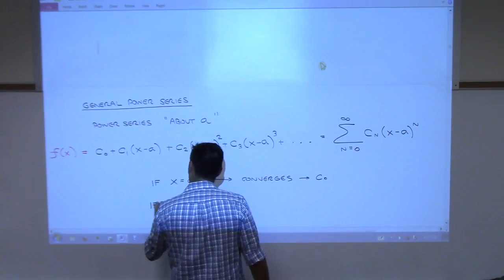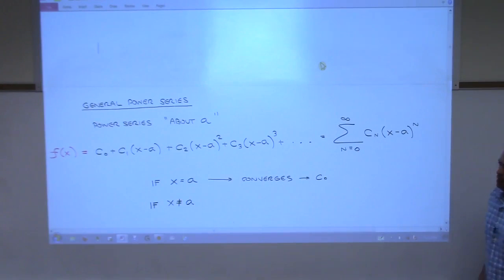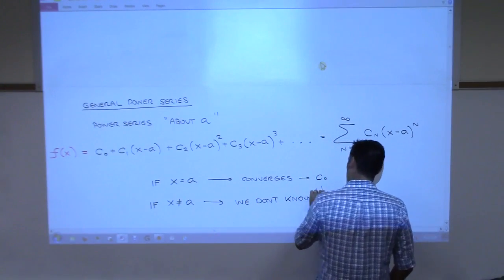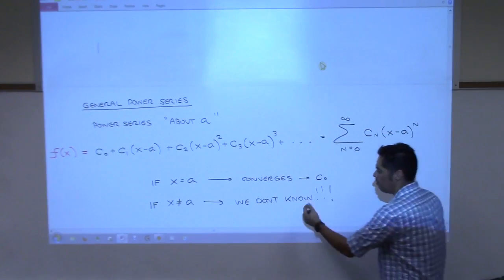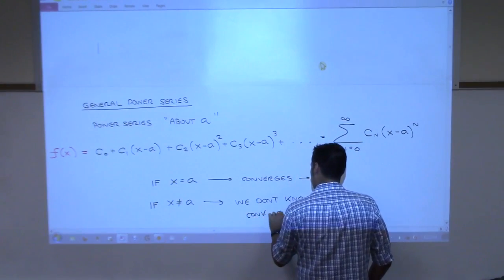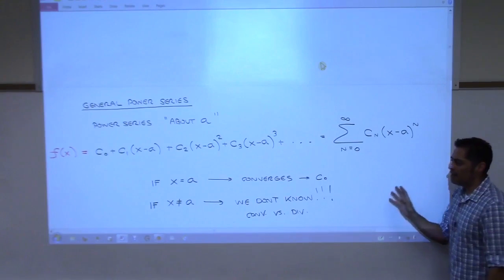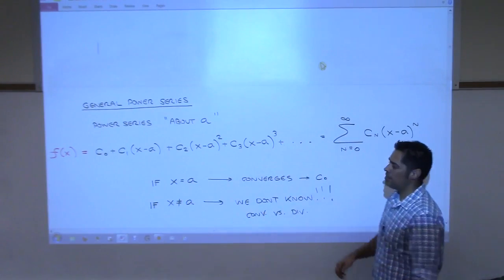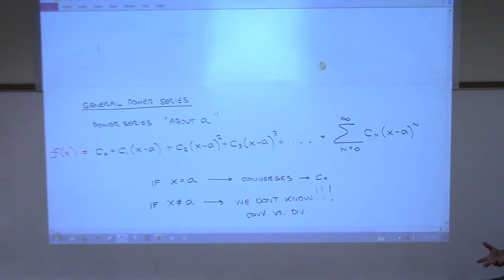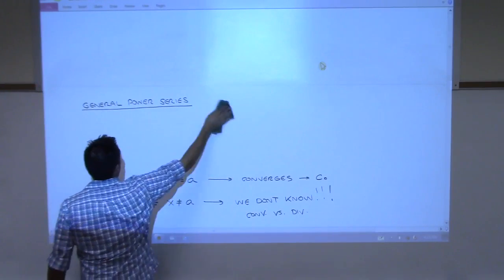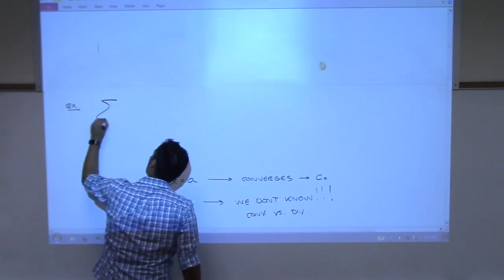What if x isn't a? We have no idea what will happen. We don't know if it's going to converge or diverge. I have no idea if a general power series will converge or not if x is not a. If x is a, I guarantee you it's going to go to a number. So what we're going to do now is look at some power series and try to figure out whether or not they converge. We know that they're guaranteed to converge if x is a, but in general, we have to always check if x is not a.